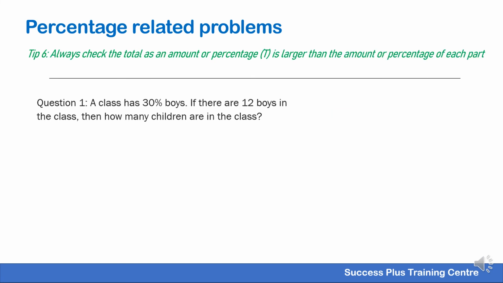The last tip we're going to cover in this video is tip number 6. Always check the total as an amount or percentage is larger than the amount or percentage of each part. Always check your answers after your calculations.